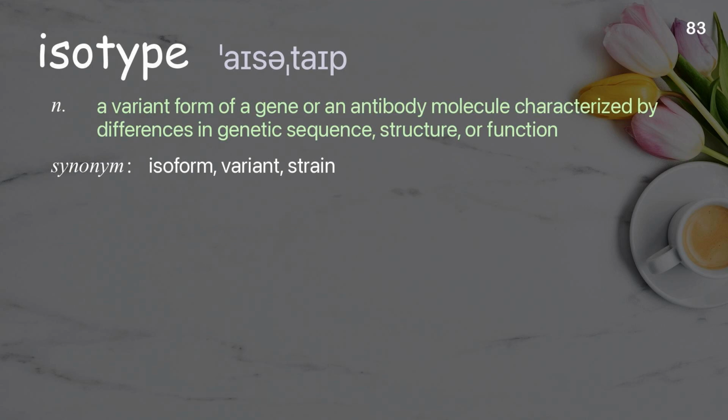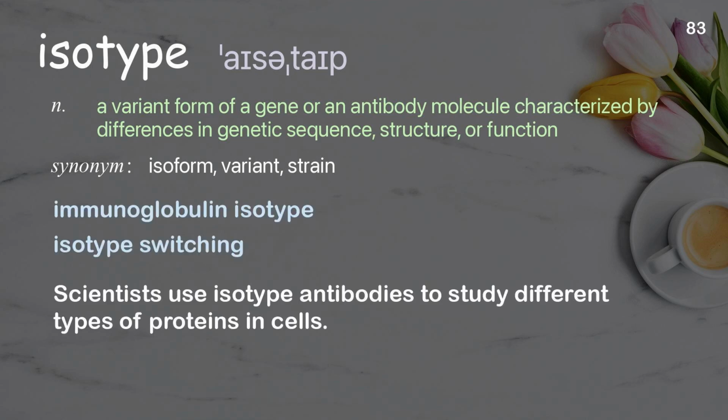Isotype. A variant form of a gene or an antibody molecule characterized by differences in genetic sequence, structure, or function. Examples: immunoglobulin isotype. Isotype switching. Scientists use isotype antibodies to study different types of proteins in cells.